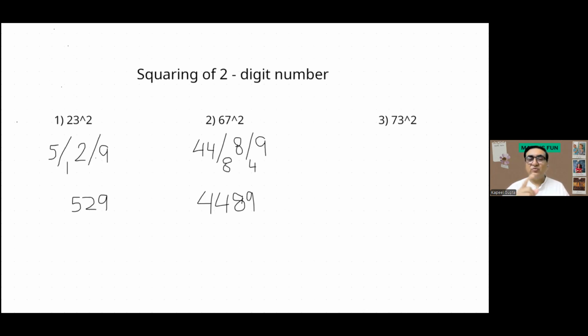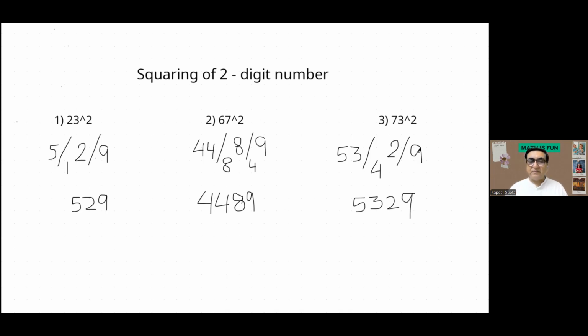Got it? So let's do one last question. We have 73. I found the square of 3, that becomes 9. Then I multiplied 7 and 3: 7 times 3 is 21, 21 times 2 is 42. So 2 comes here, and 4 as the carry forward number. Then 7 squared is 49, and 49 plus 4 is 53. So my final answer is 5329.